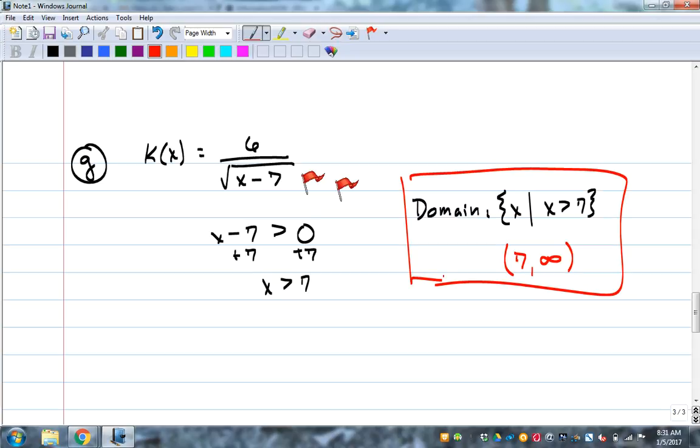No, the numerator doesn't affect it in this case. Why is there not a bracket? Is the 7 included in the answers? I'm asking you. Look at your inequality. x is greater than 7, so would 7 work in that inequality? No, because 7's not bigger than itself, right? So it's not included. That's why we don't use a bracket there.